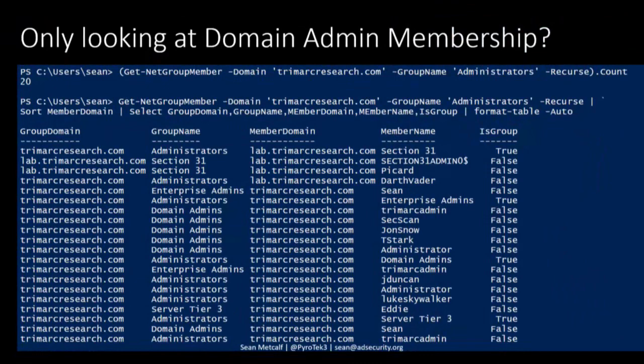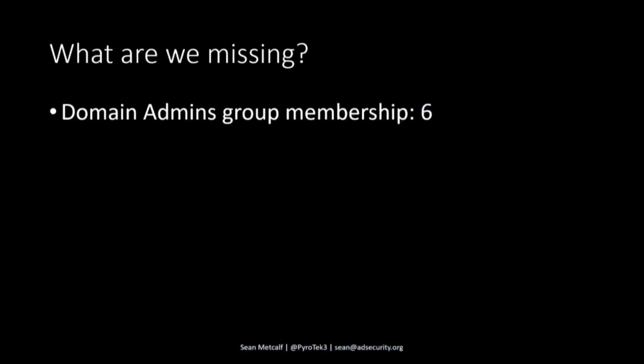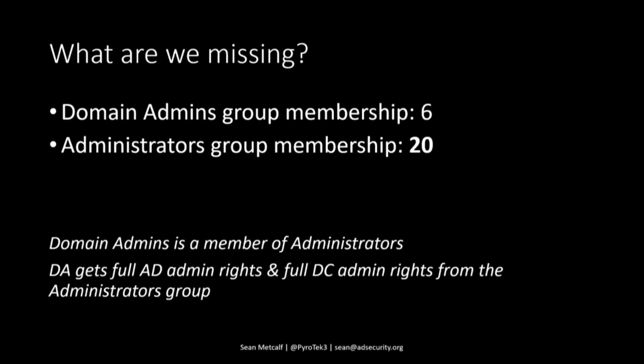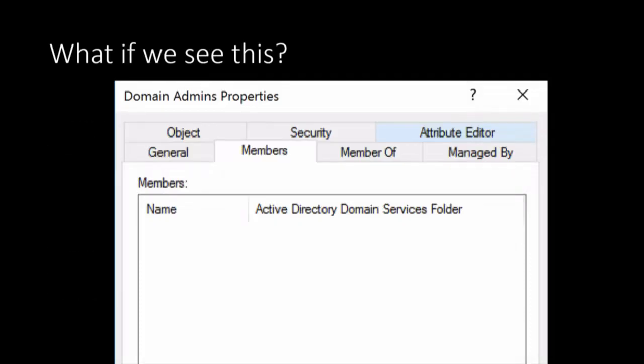How does this look? Well, in most environments, we end up with 6 domain admins. But once we enumerate the administrators group, we might have as many as 20 or more. And so if we don't pay attention to the administrators group, they have full AD admin rights, as well as full domain controller admin rights. So it's very important to make sure we're capturing both of those. And if we see something like this, what do we do? There are no domain admins. There doesn't need to be any domain admins in order to correctly manage and administer Active Directory. Domain admins really are not the AD admins.